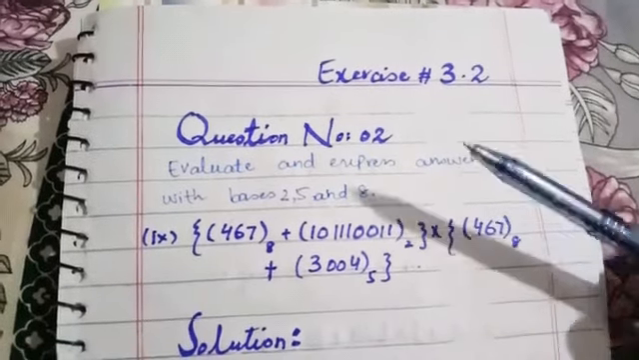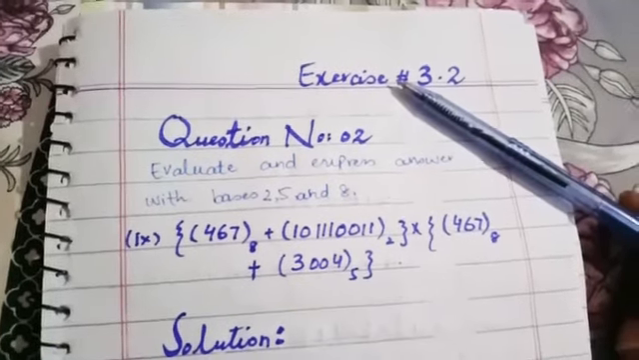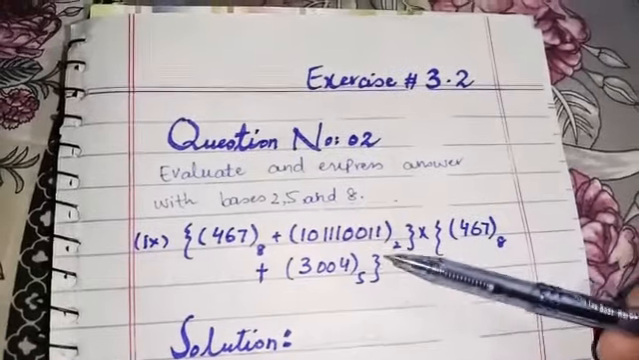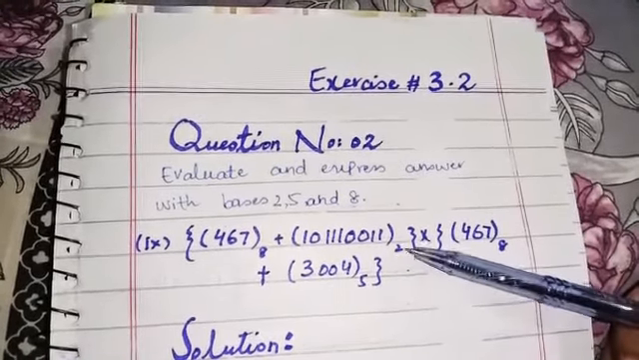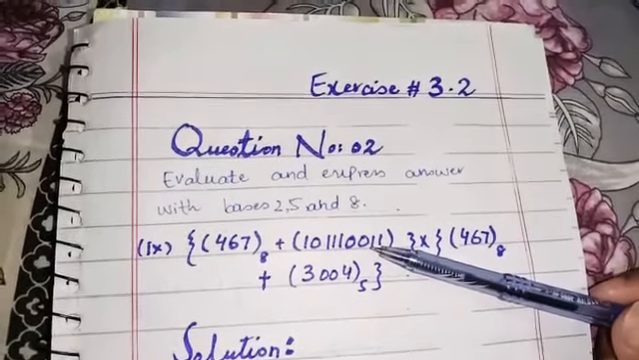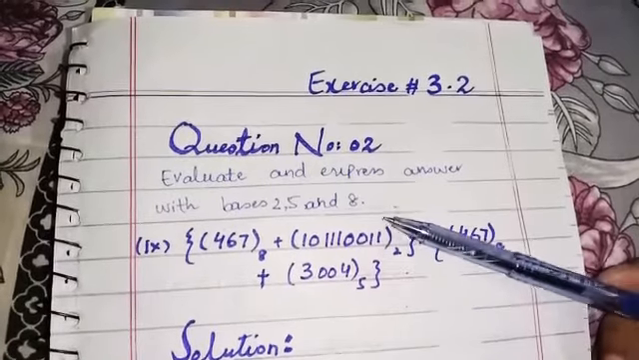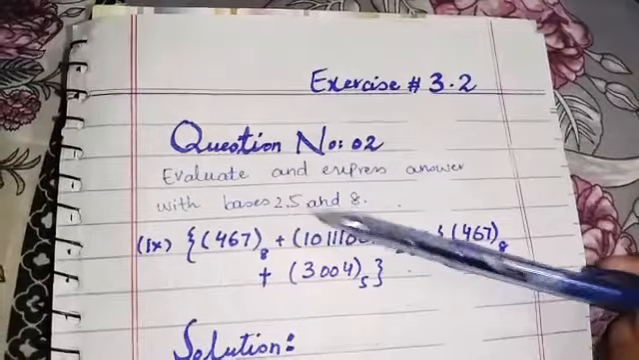Students, today we are going to solve part 9 of question number 2 of exercise number 3.2. As you all know, in such kinds of questions, you will firstly convert all base numbers into the decimal number system. Then we will put the answers and perform the respective functions. Then we get the answer, but we will express the answer with bases 2, 5 and 8.